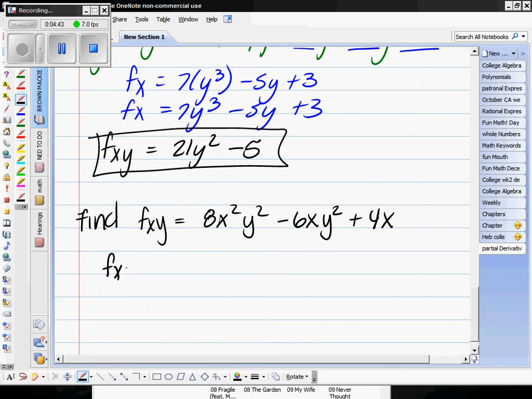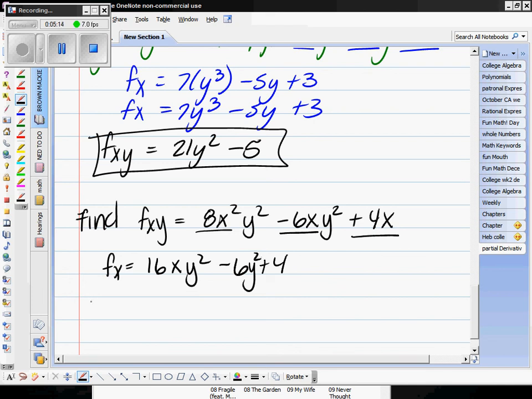So again, I find the derivative with respect to x. The derivative of 8x squared y squared would give me 16xy squared, and the derivative of the negative 6xy squared would just give me minus 6y squared, and then the derivative of 4x would just give me plus 4.